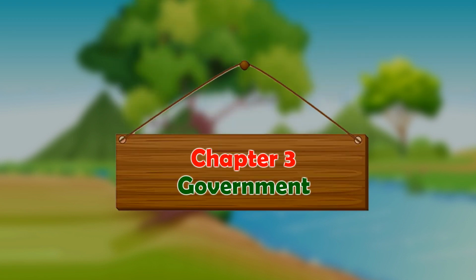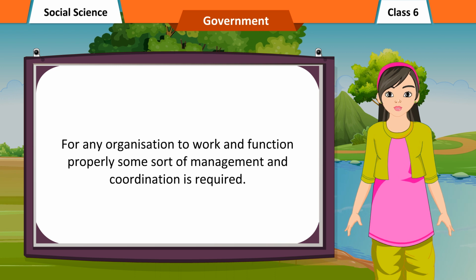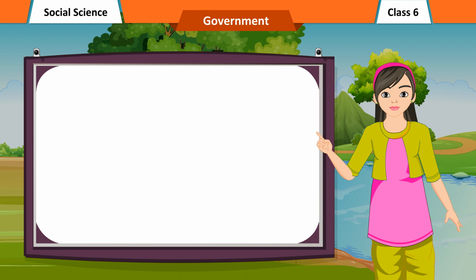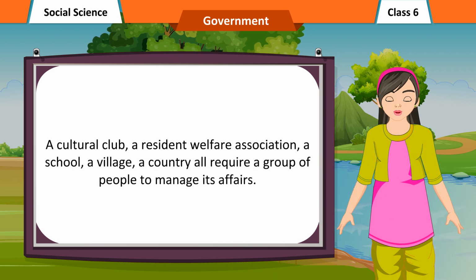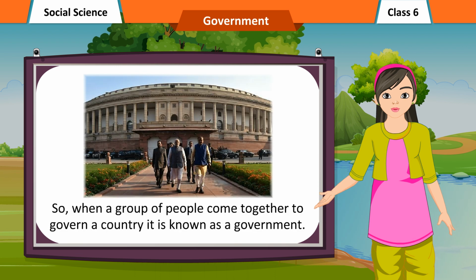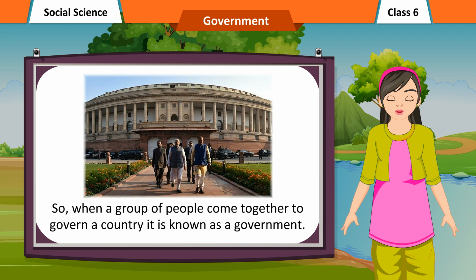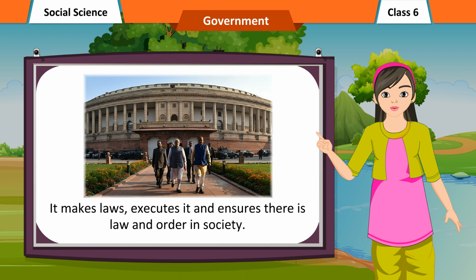Chapter 3: Government. For any organization to work and function properly, some sort of management and coordination is required. A cultural club, a resident welfare association, a school, a village, a country all require a group of people to manage its affairs. So, when a group of people come together to govern a country, it is known as a government. It makes laws, executes them, and ensures there is law and order in society.